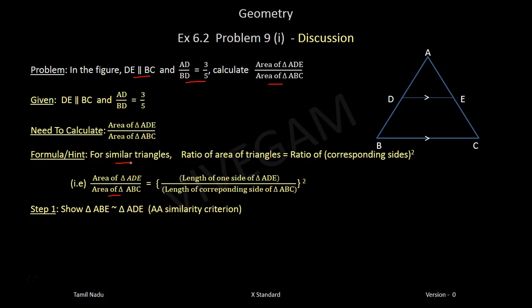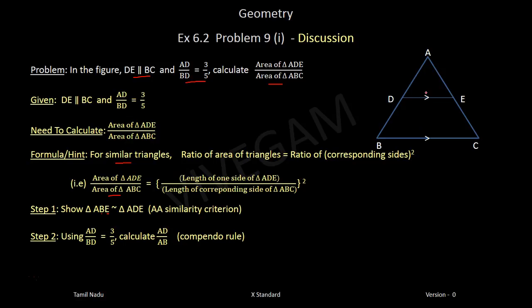So step 1 is to show triangle ABC is similar to triangle ADE. Sorry, there is a mistake here, please correct it, I'll change it later. That is, these two triangles, the smaller triangle and the bigger triangle, are similar to each other. This is the first step you'll have to do. Once it is shown, then next we have AD by DB equal to 3 by 5, but we want AD by AB, because then only you will be able to get the ratio of the corresponding sides, right?